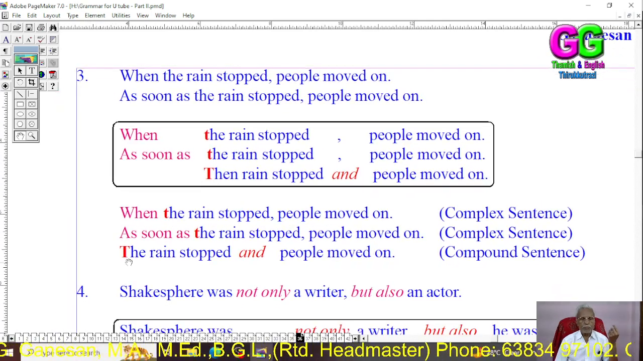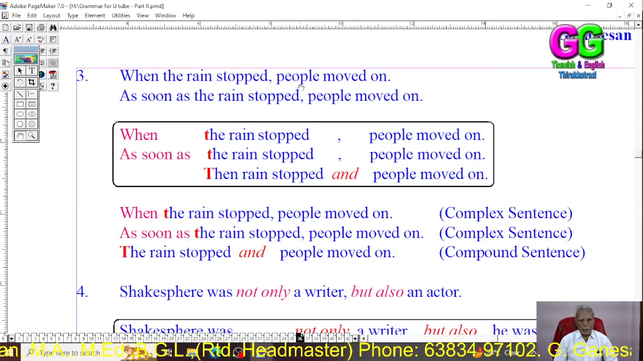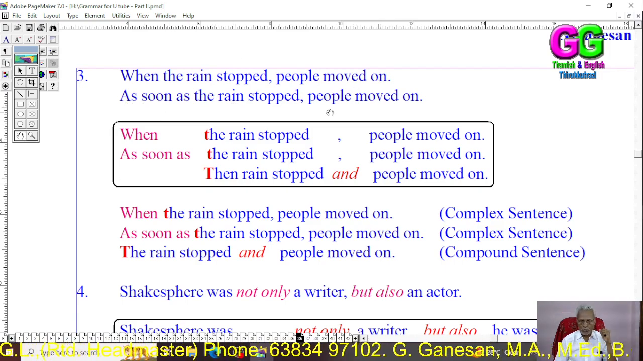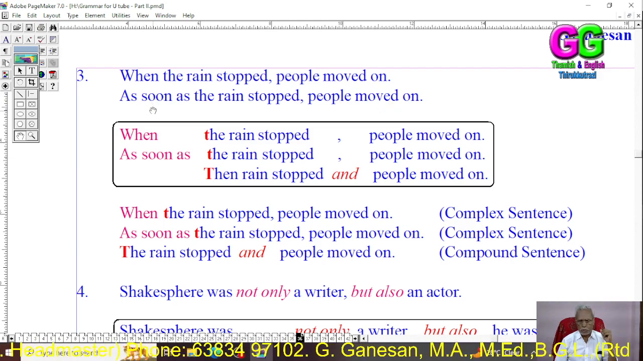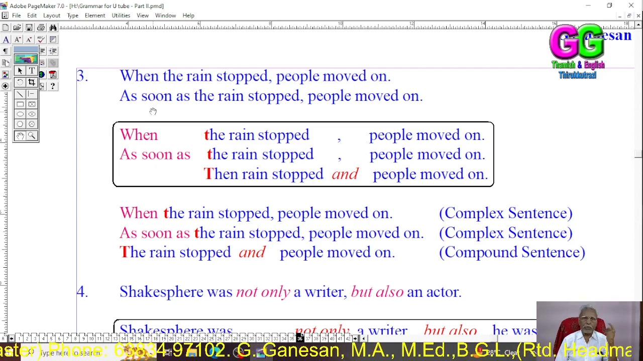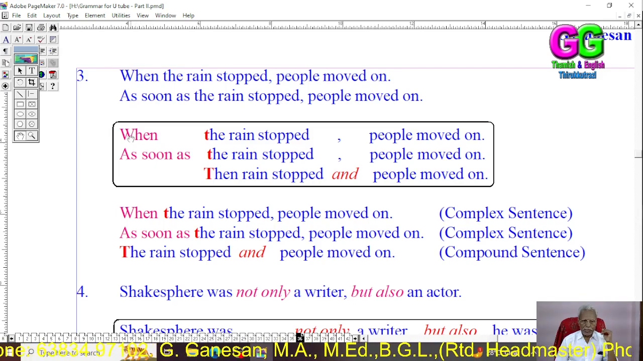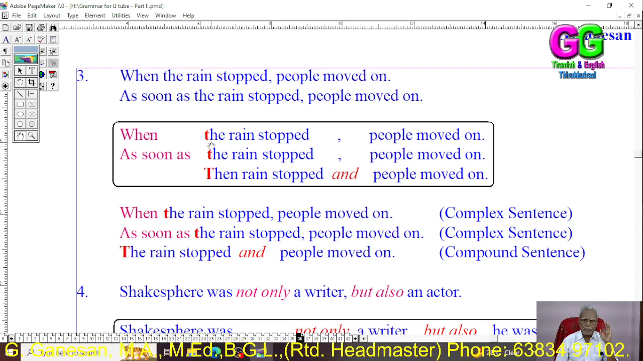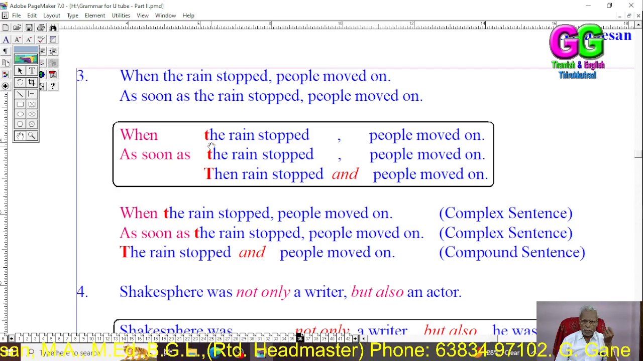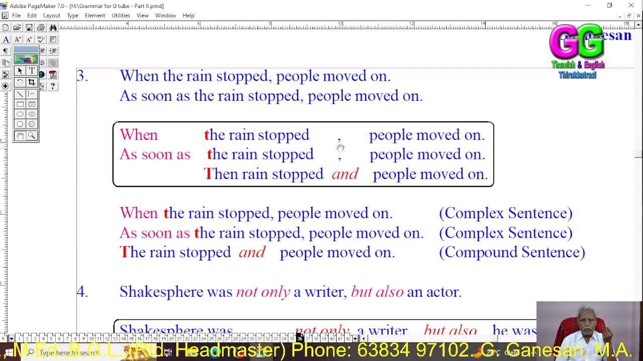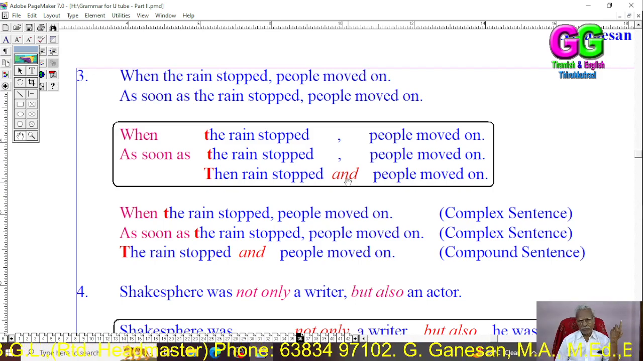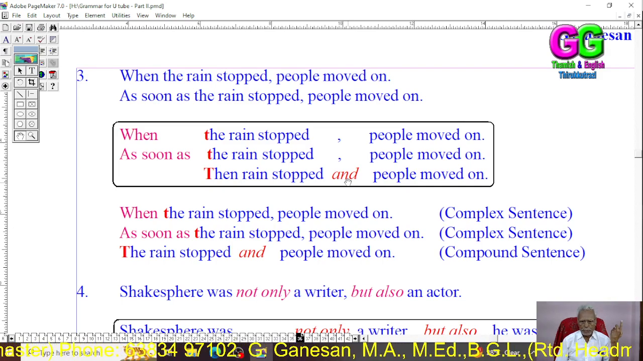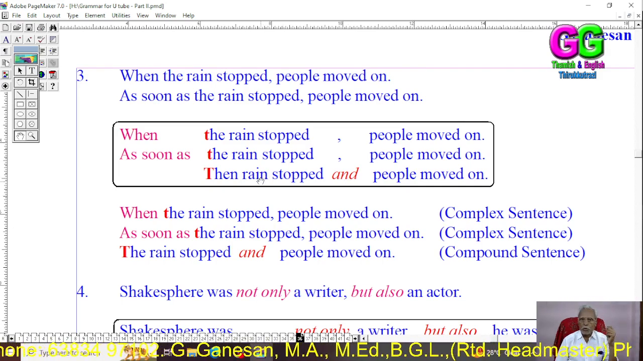Third example. When the rain stopped, people moved on. As soon as the rain stopped, people moved on. When and as soon as are time clause complex conjunctions. We have removed when and as soon as. And the subject is the rain, the small letter we can change into capital. And then we have replaced the comma by and. So they have been changed into compound sentences.